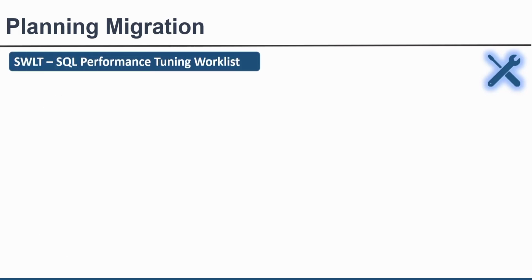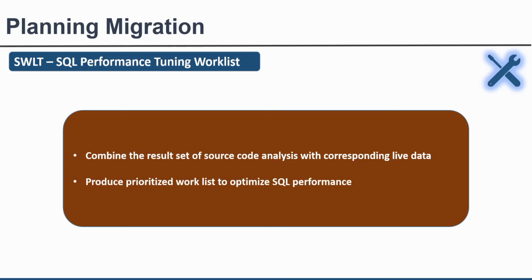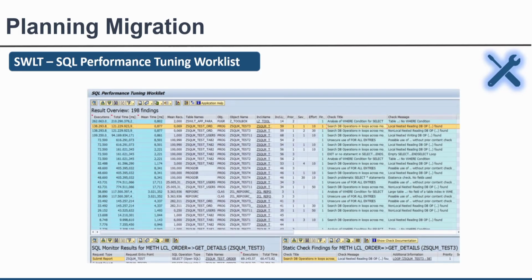The SQL Performance Tuning Worklist, transaction code SWLT, is a tool which combines the result set of source code analysis with corresponding live data available in a production system. This data consolidation helps produce a prioritized worklist to optimize SQL performance. In the screen, you can see how the SWLT tool results look like.